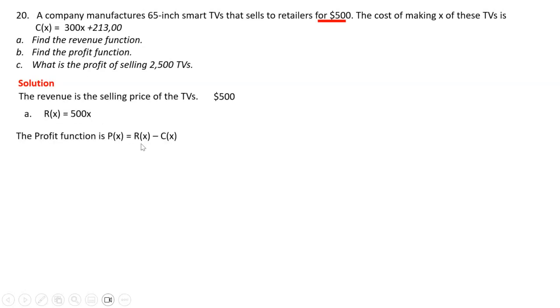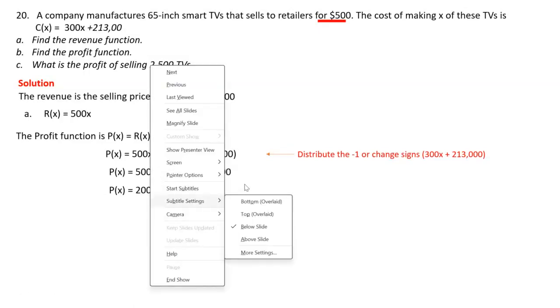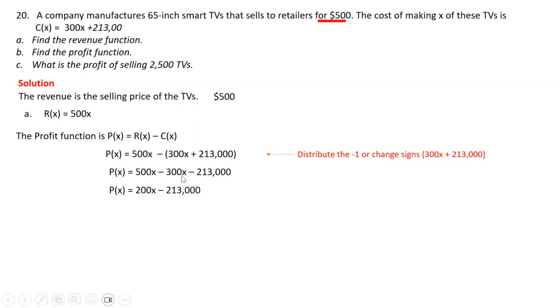Find the profit function. The profit function is R of X minus C of X. So it'll be 500X minus 300X plus 213,000. This is my cost function. Distribute the negative. So it'll be negative 300X minus 213,000. Combine the like terms. So 500X minus 300X will give us 200X. So this is my profit function: 200X minus 213,000.